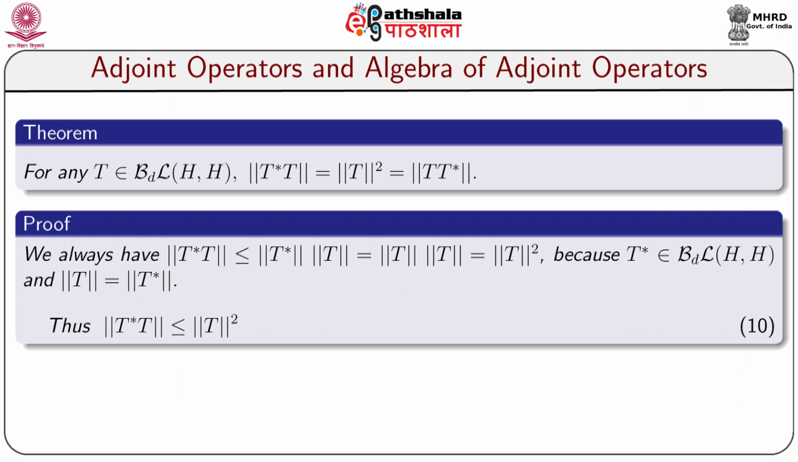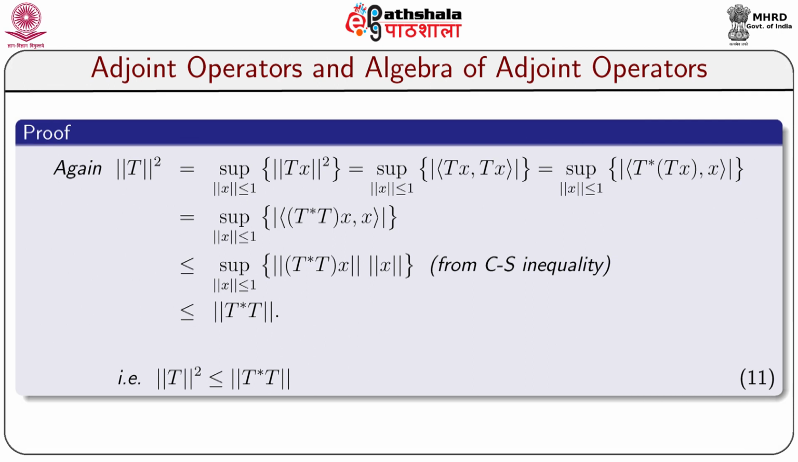The third theorem is like this: for any T belonging to B(H), norm of T star T equals norm T square, which is equal to norm T star square. The proof looks like this: we always have norm T star T less than or equal to norm T star into norm T, which is equal to norm T into norm T, which is equal to norm T square, because T star belongs to B(H) and norm T equals norm T star. Thus, norm T star T is less than or equal to norm T square. This is equation number 10.